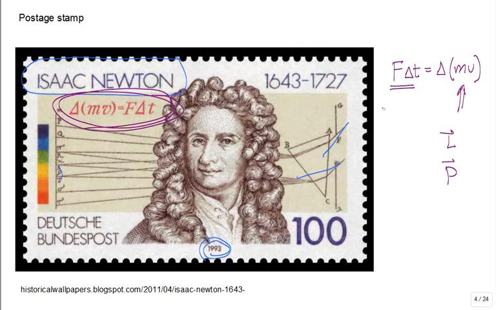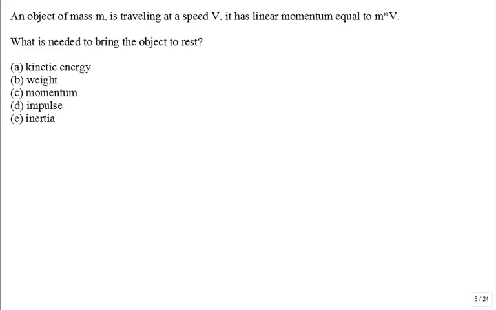In your dynamics textbook, there's typically a whole chapter on force or impulse-momentum equations. And so what happens is an impulse contributes to a change in the momentum or linear momentum of the system. An object of mass m is traveling at speed v. It has a linear momentum equal to the product mv. What is needed to bring the object to rest? Just what term is most closely aligned with what is needed to bring the object to rest?